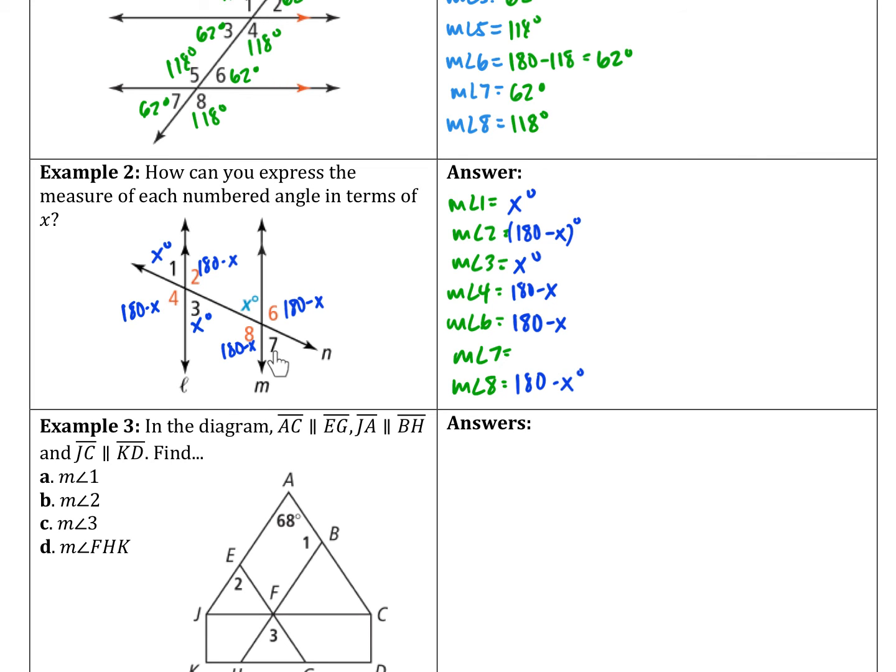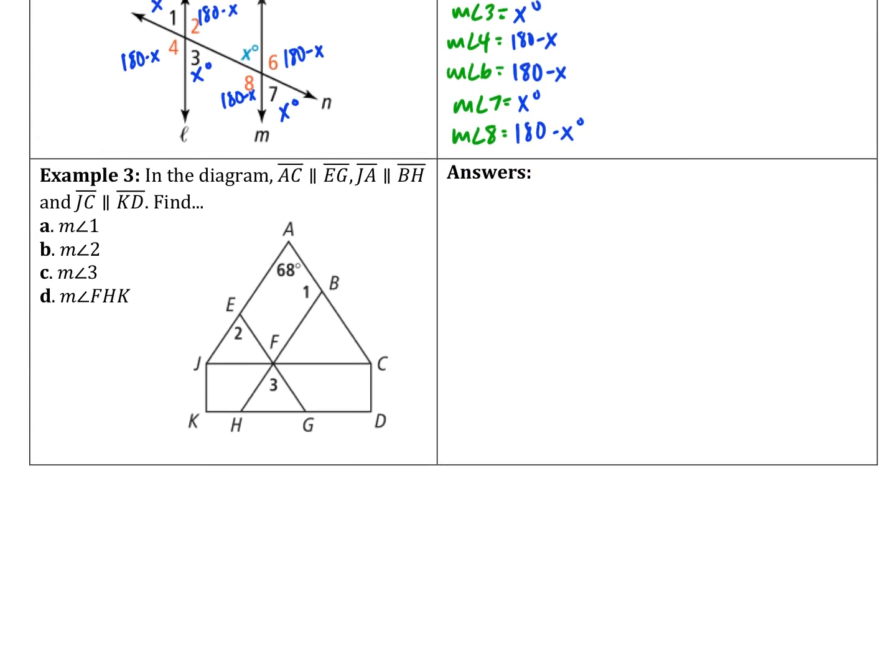And that leaves angle 7, which we could say is corresponding to angle 3, perhaps. So angle 7 would be x. And there I found all the ones that are missing. And this time, again, it was in terms of x. So we don't know exactly what that is, but if we found out that that x was 60 degrees, then we could just put a 60 for each of these x's to figure out what all these angles are.